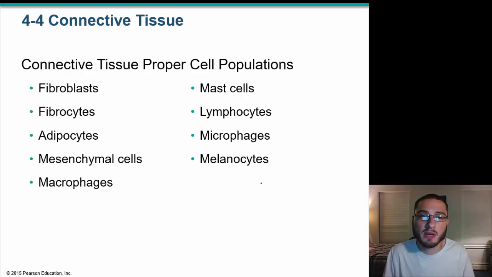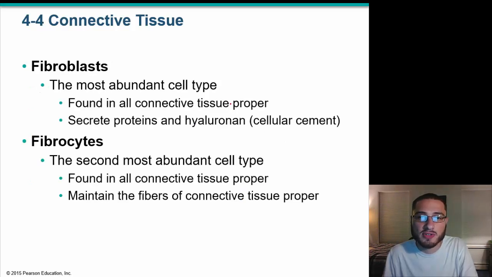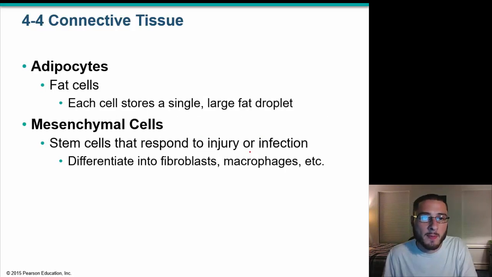Connective tissue proper cell populations, there's different types. You have fibroblasts, fibrocytes, adipocytes, mesenchymal cells, macrophages, mast cells, lymphocytes, microphages, and melanocytes. Fibroblasts, the most abundant cell type. Fibrocytes, second most abundant cell type. Adipocytes, those are our fat cells. Mesenchymal cells are our stem cells. If you hear about stem cells, these are the cells that become other cells. They're kind of like the undifferentiated version of cells that can then eventually become either fibroblasts or macrophages or whatever it may be.